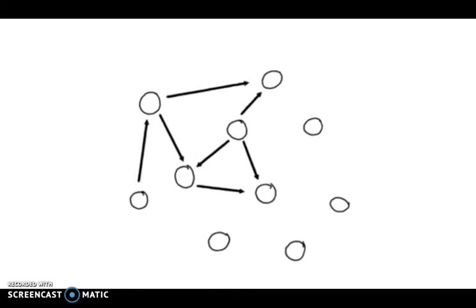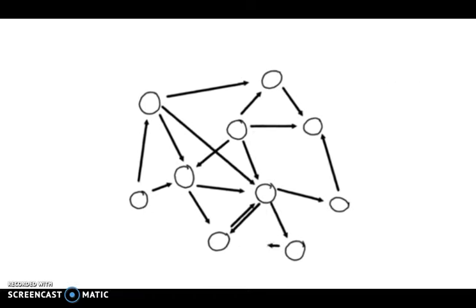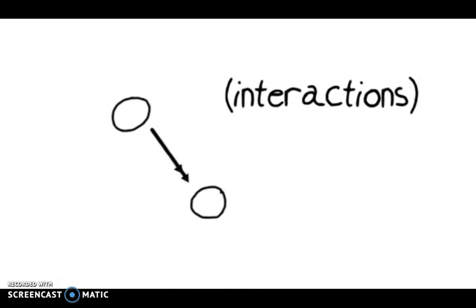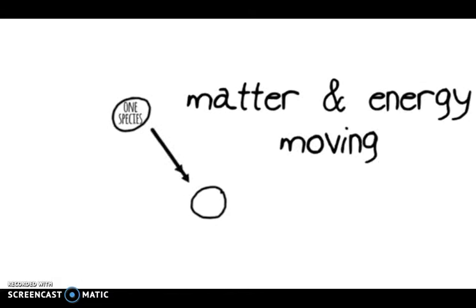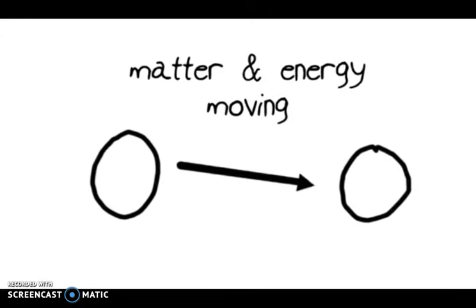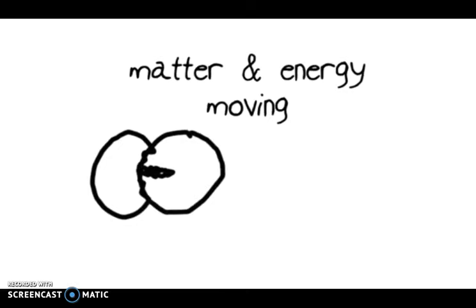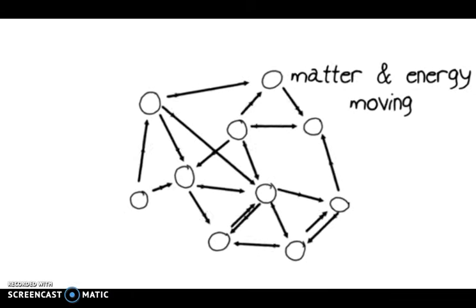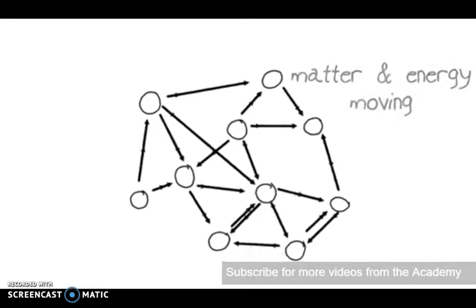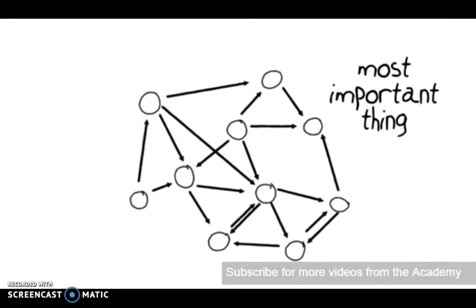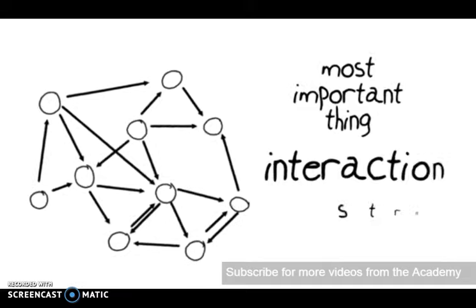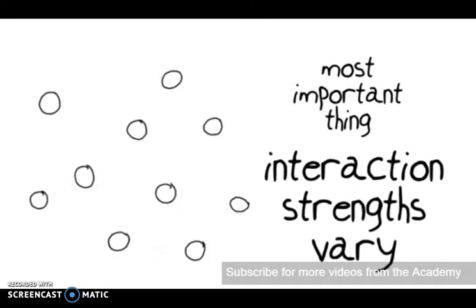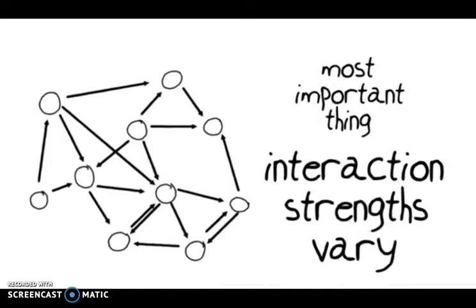We can draw lines between the species to indicate those interactions. And we can make the lines directional to show that material or matter and energy are moving from one species to another. When one organism takes a bite of another, it not only gets a mouthful of matter or food, but that food contains energy. So these arrows show the direction that energy is flowing from one species to another. The most important thing about these webs is that the strength of these interactions can vary. That is, the interdependence of the organisms in the web can vary.